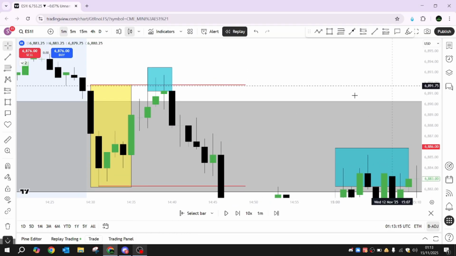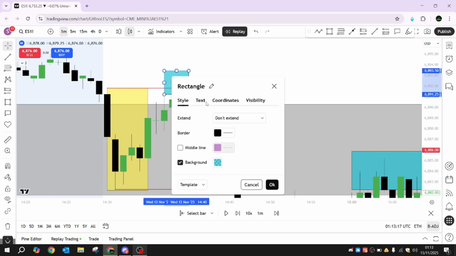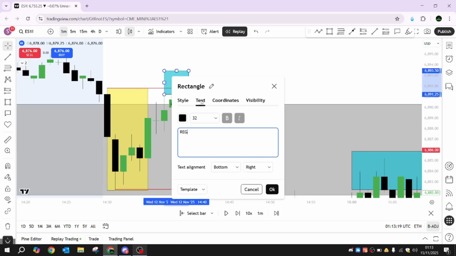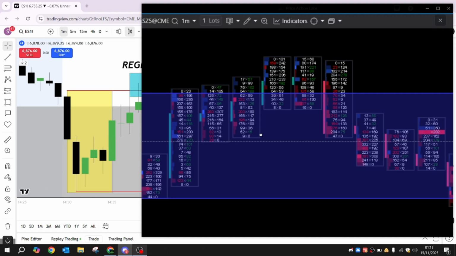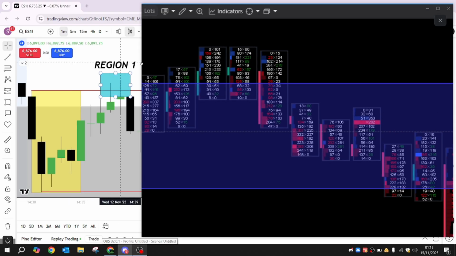So first we want to focus on region 1. Region 1 was very telling. What was it about region 1 that was the first thing I was interested in when I took this trade? Region 1 was interesting because what we had over here is basically trapped buyers.